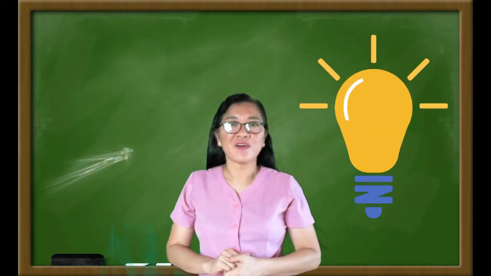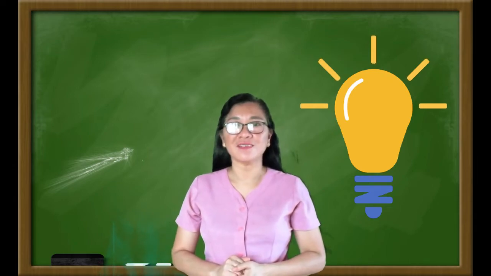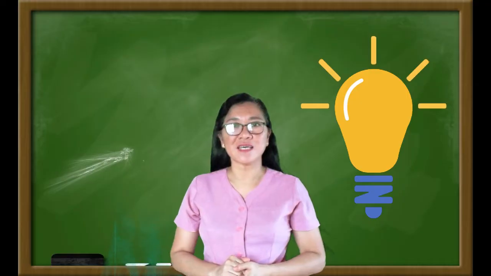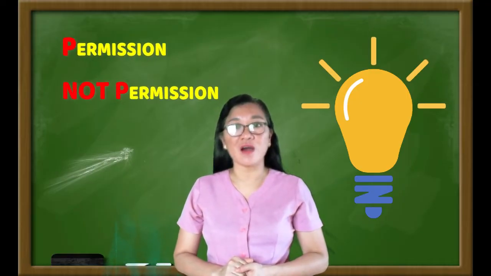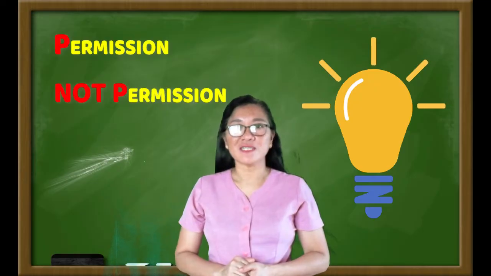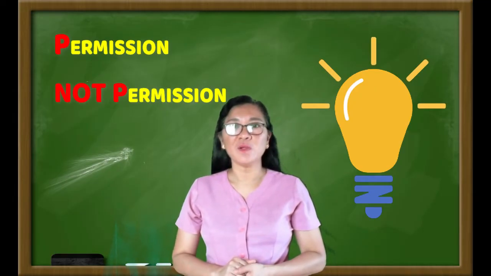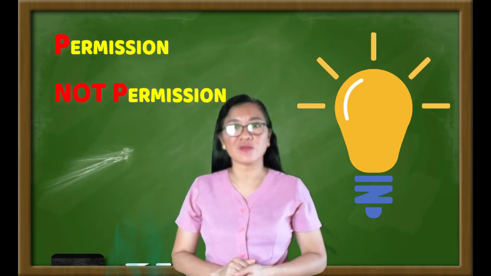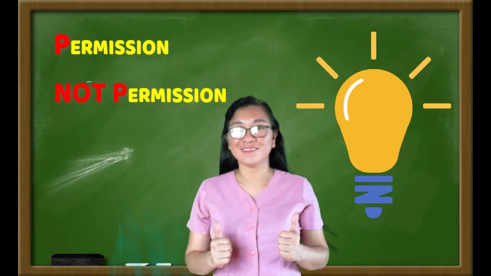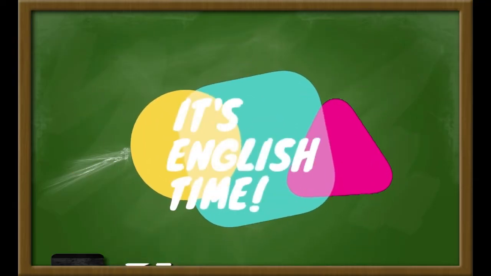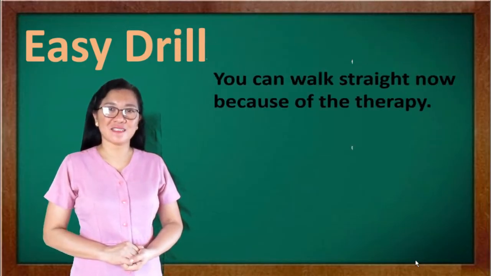Now, let us find out how well you have learned about modals in expressing permission. You will answer 5 sentences and identify whether each uses permission or not. P, if the sentence is a permission, not P if it is not. You will be given 5 seconds to answer each sentence. Now, are you ready? Now, let us begin with the first sentence.